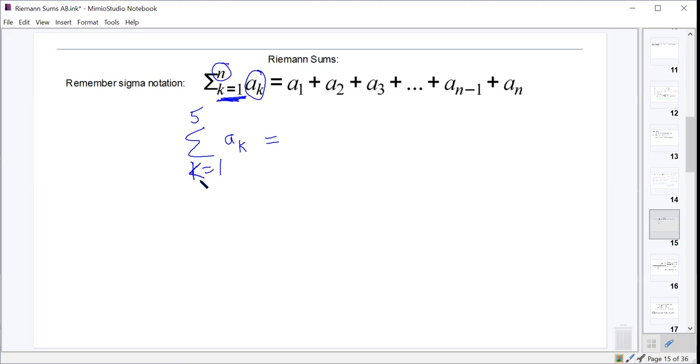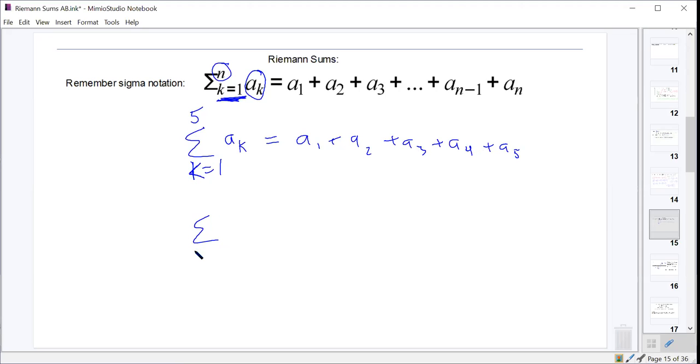Five. Should have just 5 of them, right? I should have a sub 1 plus a sub 2 plus a sub 3 plus a sub 4 plus a sub 5. Right? We may or may not know, doesn't matter what a is, right? It's just this: a sub 1 plus a sub 2 plus a sub 3 plus a sub 4 plus a sub 5.